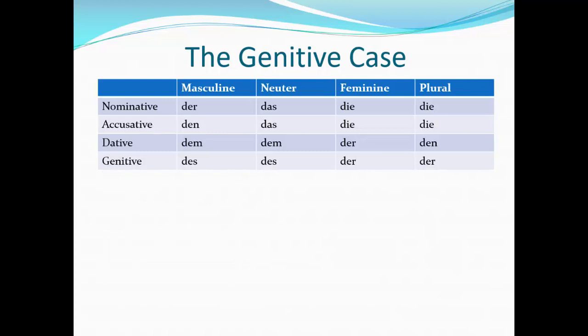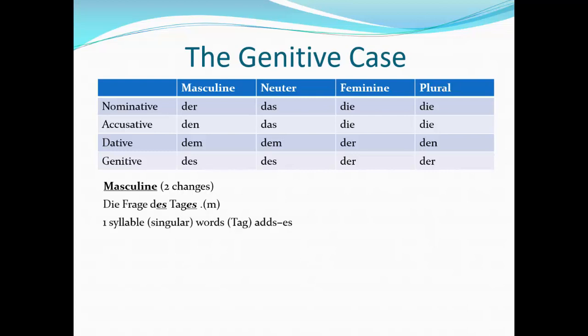I have this table here for you. And we have our masculine, neuter, feminine, and plural. Der, das, die. This follows the exact same table that you'd find in your book. Accusative: den, das, die, and die. Dative: dem, der, and den. And then our genitive: des, der, and der. So when we look at our masculine, we have a couple of things to keep in mind. Die Frage des Tages. If it's a single syllable word, such as Tag, we're going to add an ES to it.